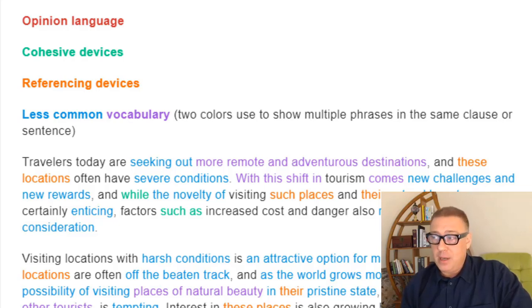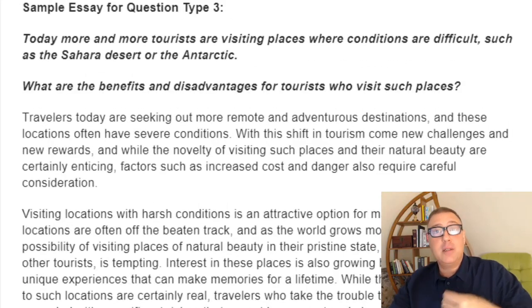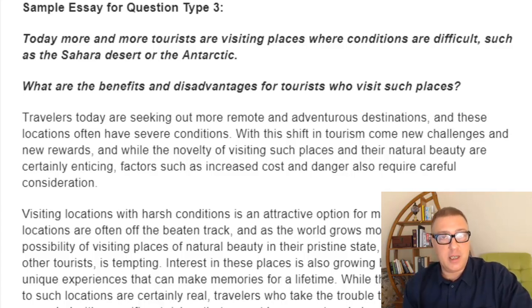Now, if you think about it, if this were that question, discuss the advantages and disadvantages and give your own opinion. So discuss the advantages and disadvantages for tourists who visit such places and give your own opinion. This is kind of like a discussion essay now. So if you did get this type of question, rather than panicking, you could think, how could I do that easily and logically?